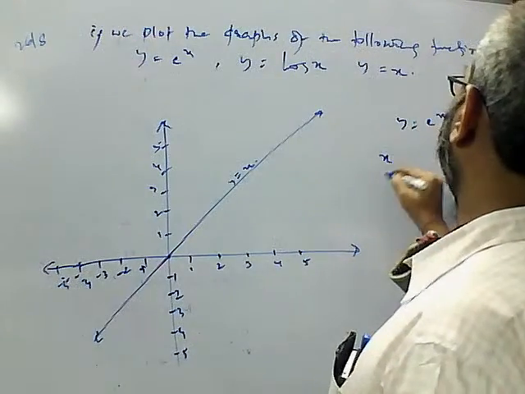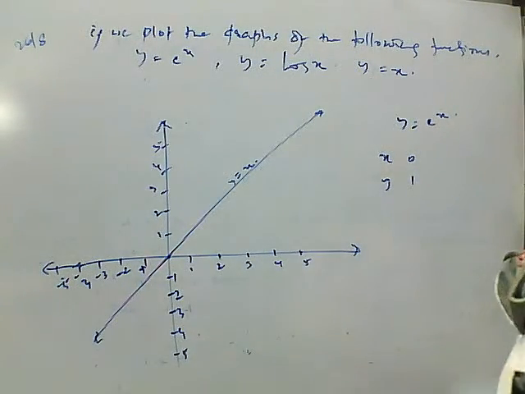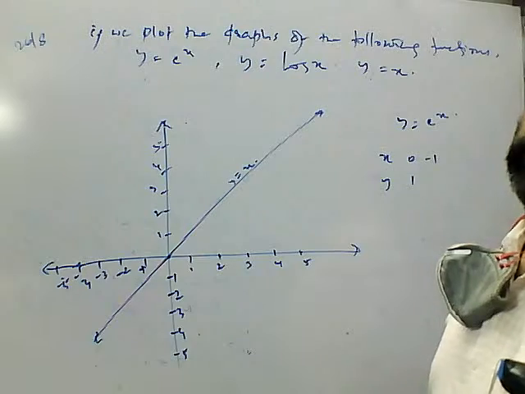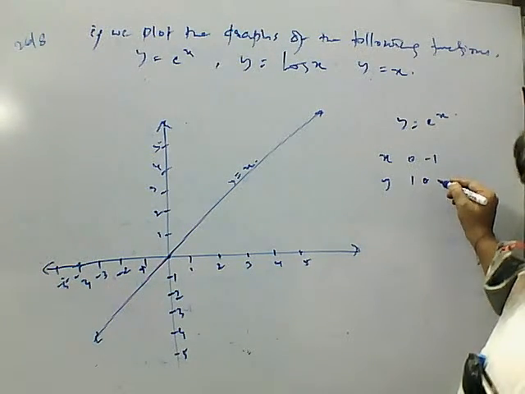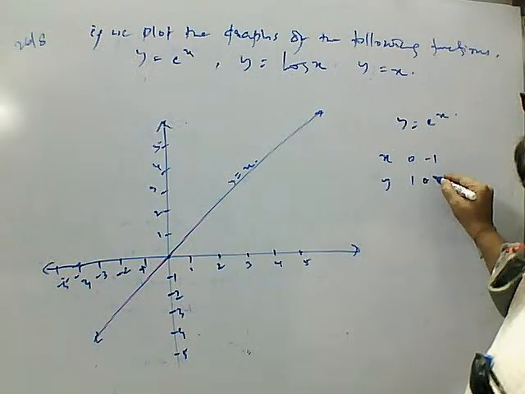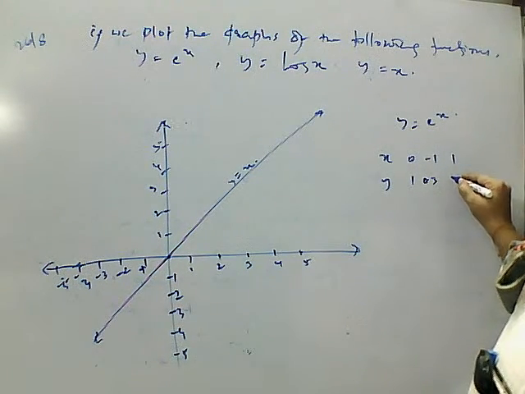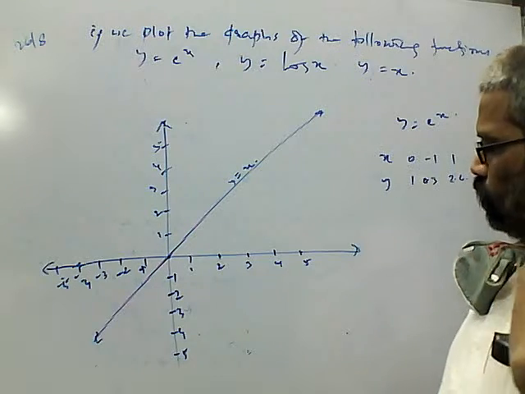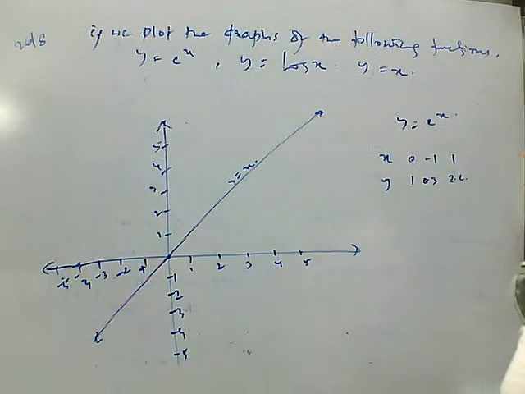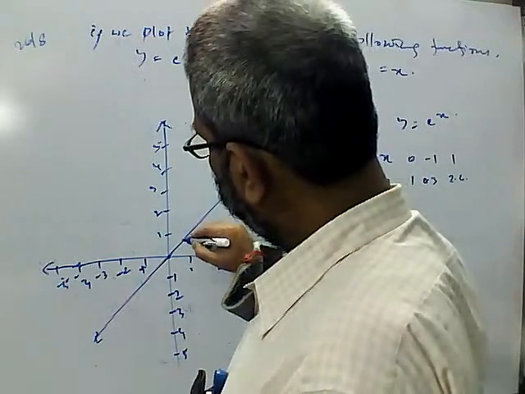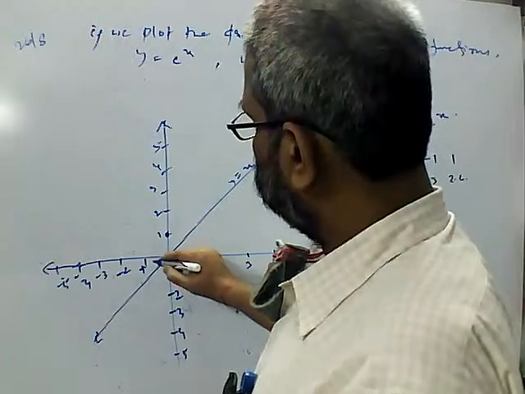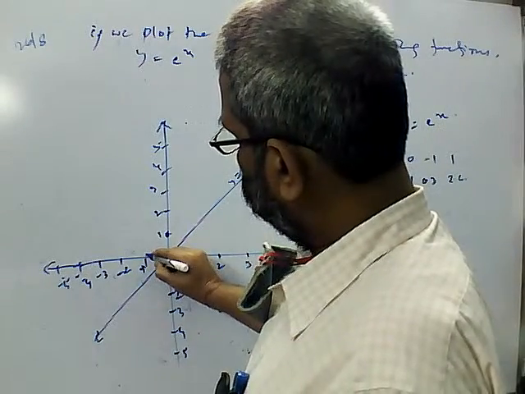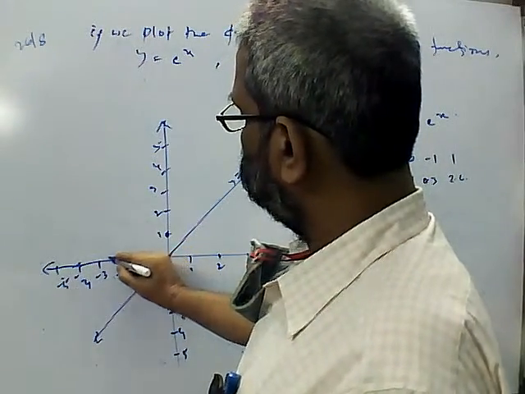I take x and y. At x is 0, y is 1. At x is minus 1, e power minus 1 is 1 by 2.6, so about 0.37. At x is 1, y is equal to 2.6. At x is 2, y is about 7.4. So you will get the curve like this.